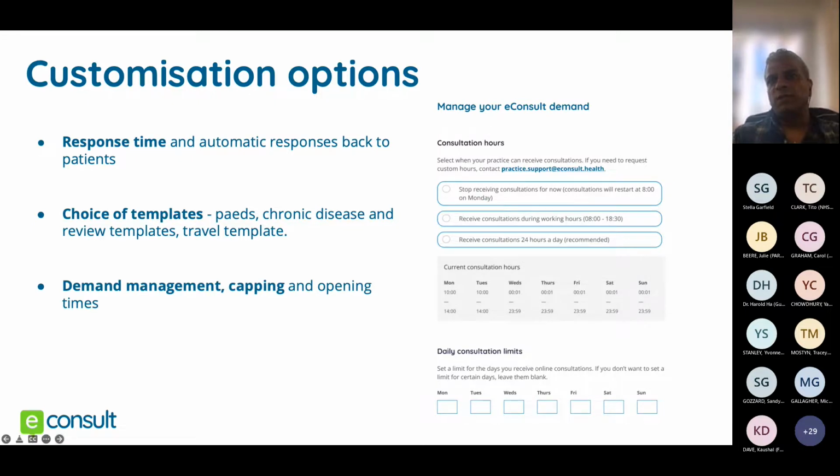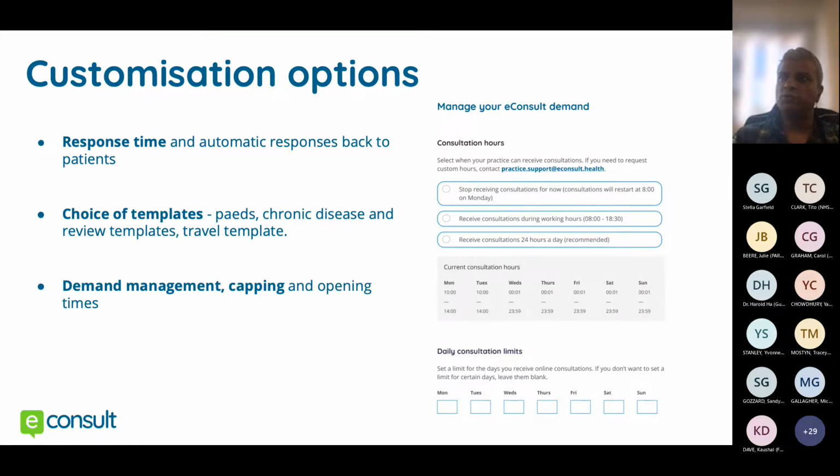Choice of template. So a number of the templates can be activated, deactivated based on practice choice and practice workflows. So that includes pediatric content, chronic disease and review templates, and a travel template. And the most commonly used feature at the moment is the demand management feature, which allows you to manage demand via a planned activity or ad hoc activity.